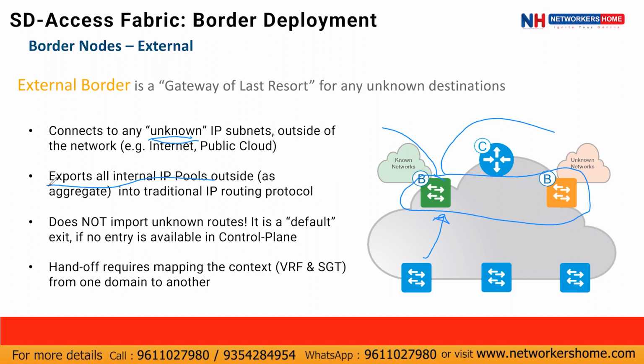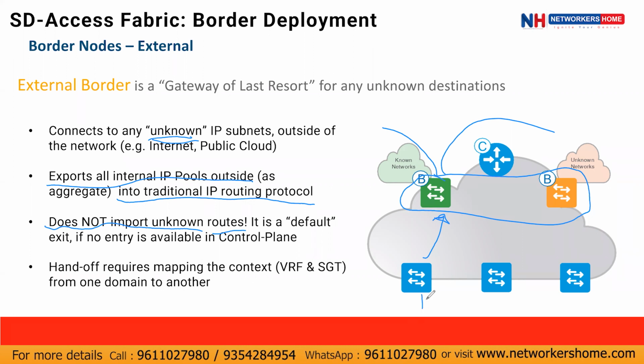It exports all external IP pools outside into a traditional IP routing protocol. As we discussed, we need to connect it to the data center via any routing protocol, or it has a firewall, and then it goes to the outside world. Keep this thing in mind that it does not import unknown routes. It's a default exit.